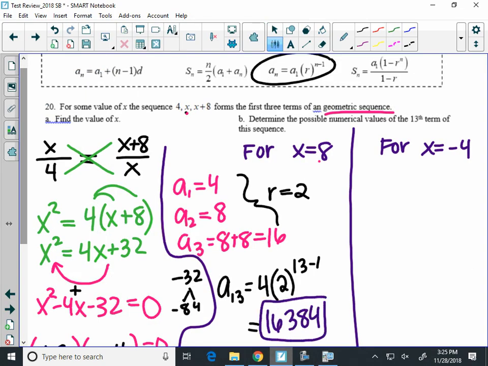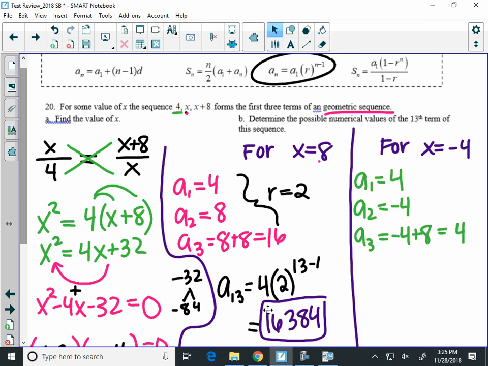All right. Now I'm going to do the same thing for x is negative 4, so I get my other option here. So again, you need to find the first term, the second term, the third term. Well, the first term is still 4. The second term equals x, which is negative 4. And the third term is negative 4 plus 8, which is 4. We'll divide the terms 4, negative 4, 4. It looks like my common ratio here is negative 1. You're multiplying by negative 1 every time.